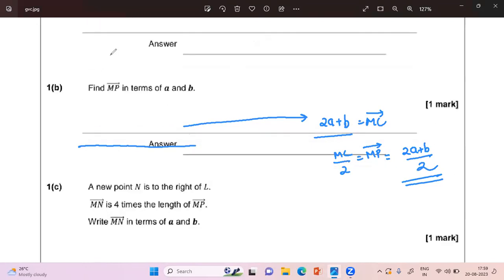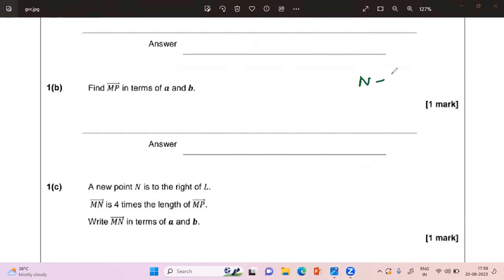Now the third one, I'm doing it. It says a new point N is to the right of L. MN is 4 times the length of MP. Whatever the question is given, try to decipher or write it in a mathematical form. Convert the sentences into mathematical format. So MN is 4 times the length of MP. Now write down MN in terms of A and B.